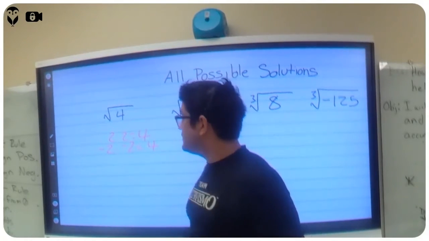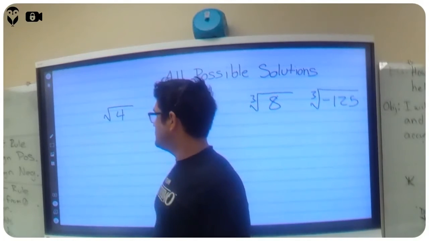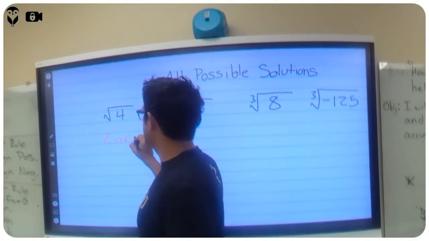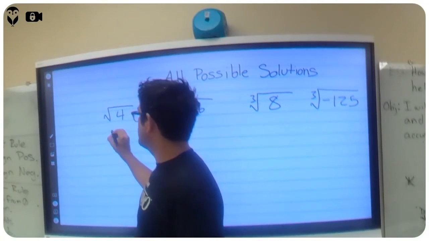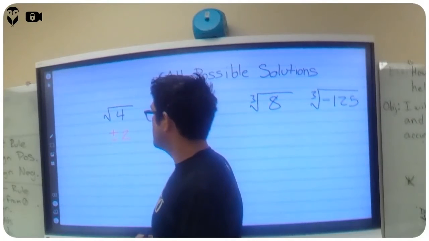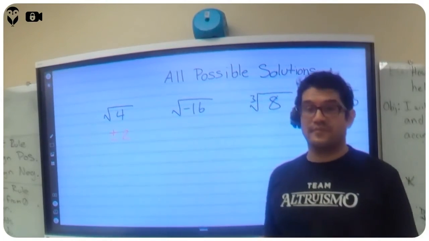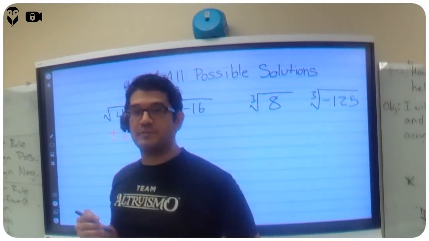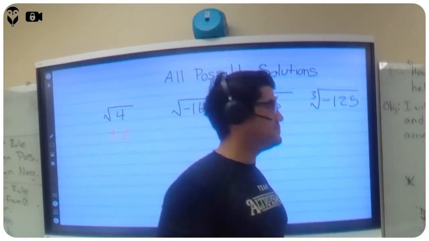So there are 2 answers. Now, instead of writing 2 or negative 2, there's a shorthand for this, and it's positive or negative 2. So this has 2 answers when you're thinking of it as all possible answers. When you're just talking about measurements, it just has 1 answer.